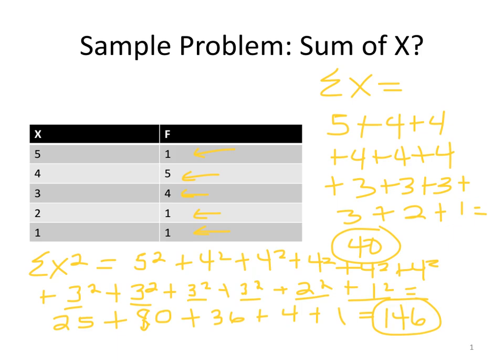So how did we get 25? Well, that is 5 squared. 5 times 5 is 25. How did we get 80? 4 times 4 is 16. That occurred 5 times. 16 times 5 is 80. How did we get 36? 3 times 3 is 9, times 4 equals 36. How did we get 2 square? 2 times 2 is 4, and 1 square is 1. You add those together, add up 25, 80, 36, 4, and 1, and you get 146.